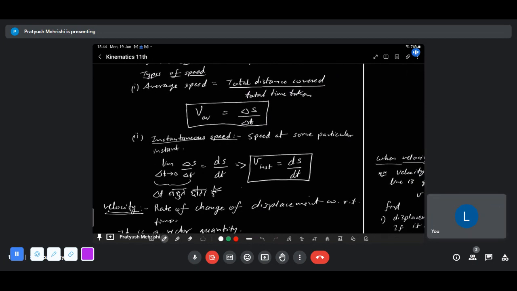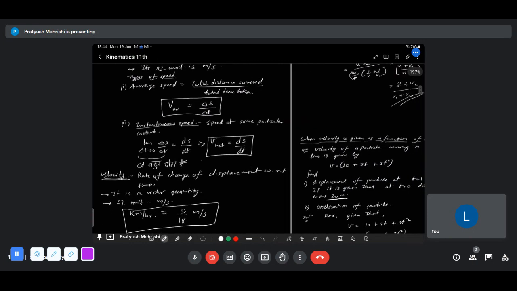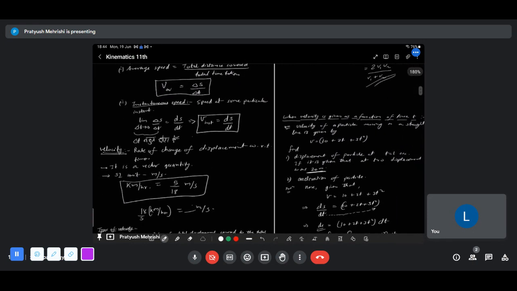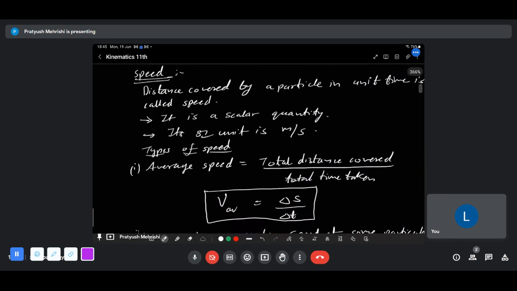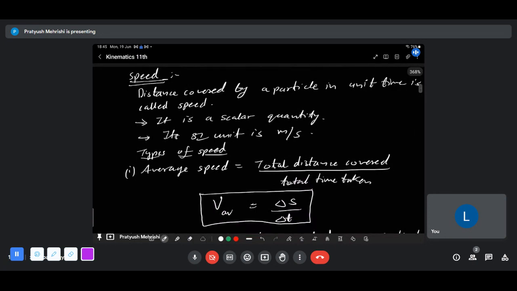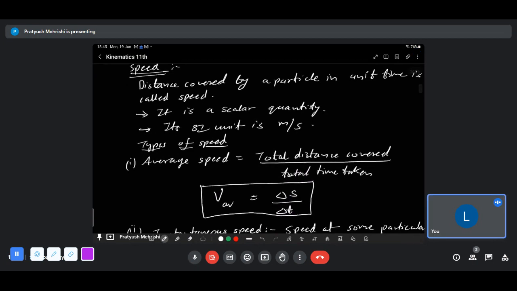Fine. Average speed, instantaneous speed. What will be the average speed? Average speed will be nothing but total distance covered divided by total time taken. Got it?